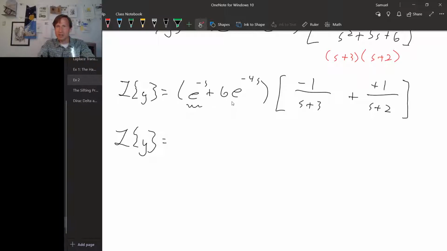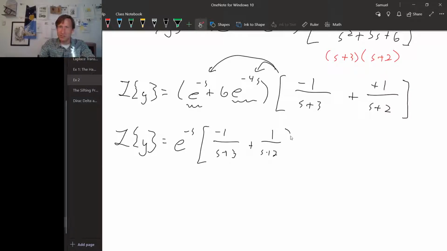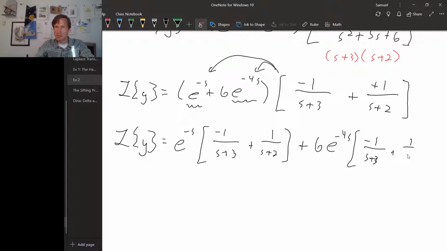Now each exponential, when we do an inverse transform, is going to give us a different shift in time. So it makes sense to separate the two exponential terms. So I'm going to take all this stuff in brackets and distribute it to the two exponential terms separately. So we get e to the minus s times minus 1 over s plus 3 plus 1 over s plus 2, plus 6 times e to the minus 4s times the same stuff, minus 1 over s plus 3 plus 1 over s plus 2.